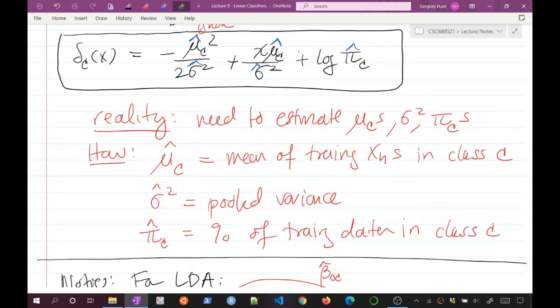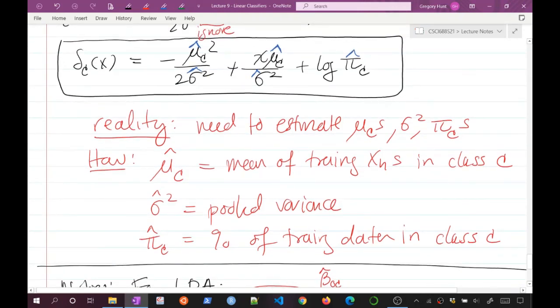It's not actually that important to get into all the details of what that means. If we have some time next time, we can talk about it. And then the class prior probabilities, the probability of one class over another class, which we just estimate as the percentage of the training data from one class versus another. So all we do is we just estimate those and we plug them in and we get our discriminant functions.